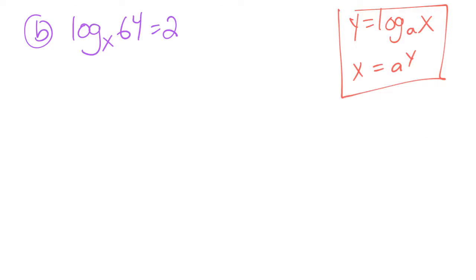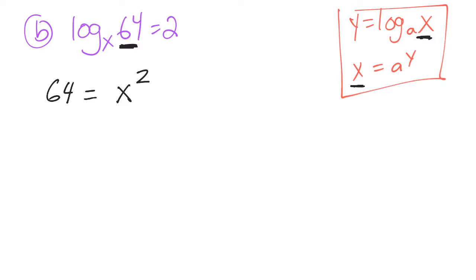Our next example of solving log equations, we have the function log base x of 64 equals 2. So remember, first thing, change it to exponential form. The 64 is going to be that x there. So 64 equals our base, which is x, to our exponent, which is going to be 2. So 64 equals x squared.